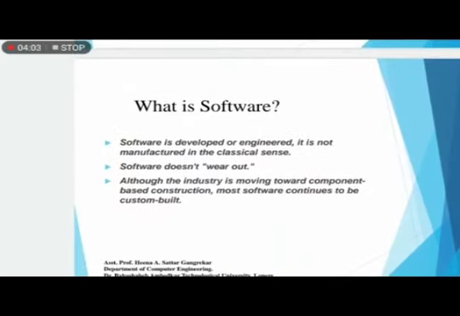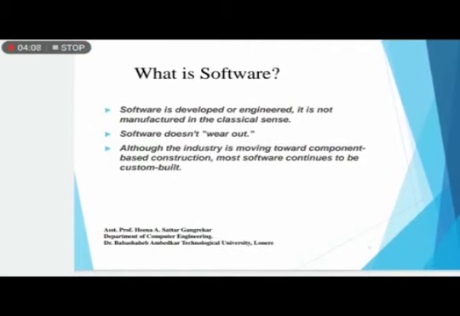Now next we will see what is software. The software is developed or engineered, it is not manufactured in the classical sense. There exist some similarities between software development and hardware manufacturing, but these two activities are fundamentally different, as we know that the manufacturing of hardware and the development of software are fundamentally different.